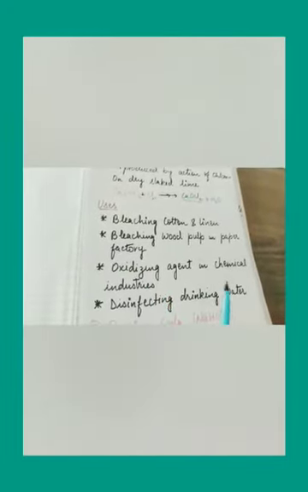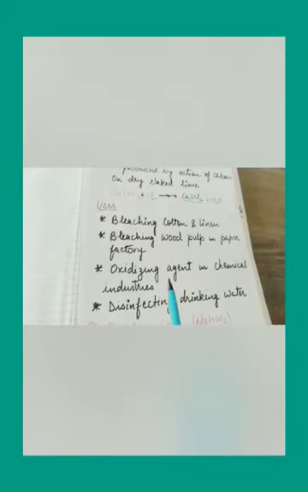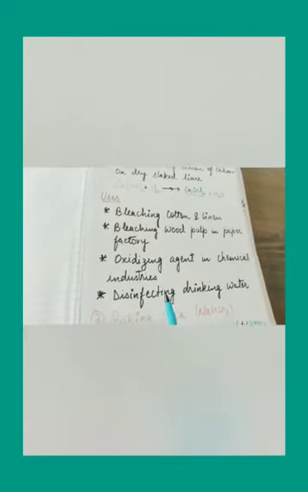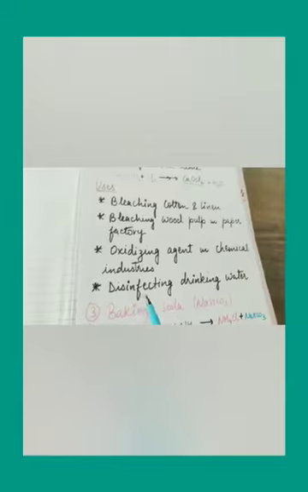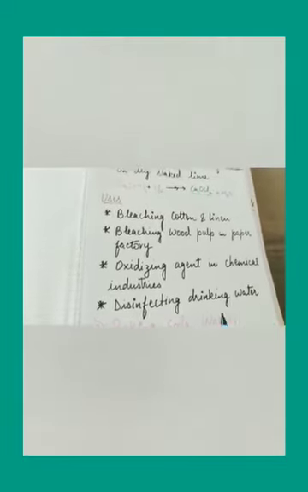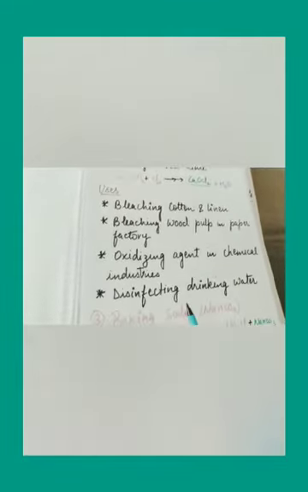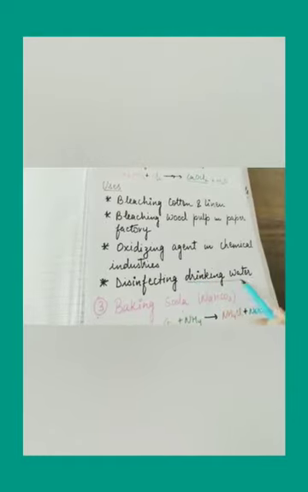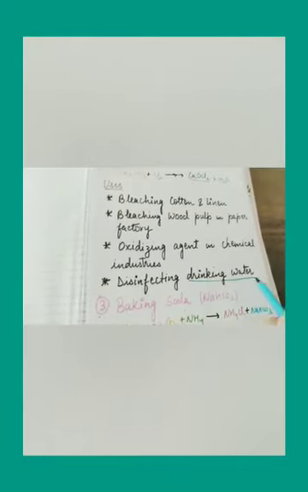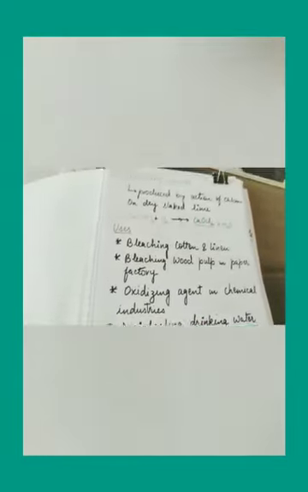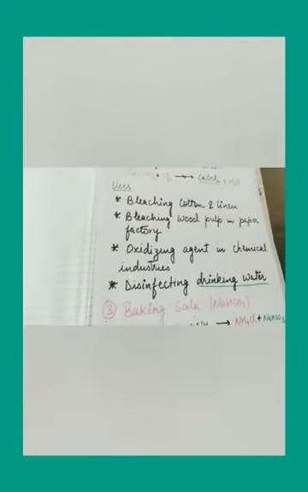Next is oxidizing agent in chemical industry. It is a very good oxidizing agent, so it is used in chemical industry. And the next is disinfecting drinking water. This bleaching powder is also used in disinfecting the drinking water. If the drinking water is not pure, we can use this bleaching powder, right?